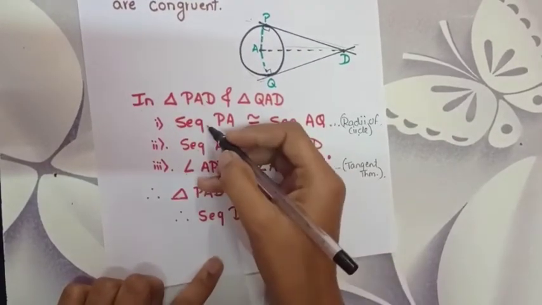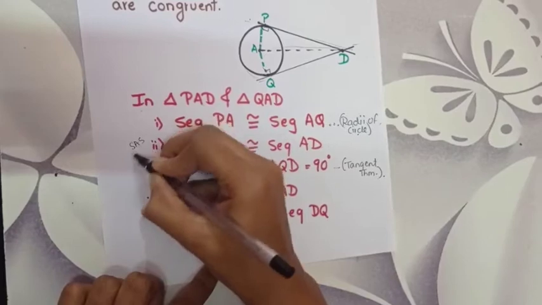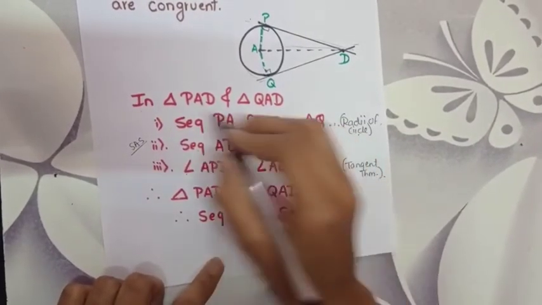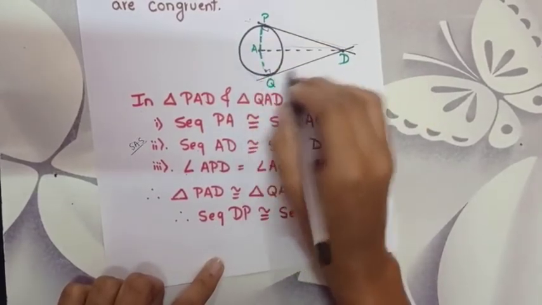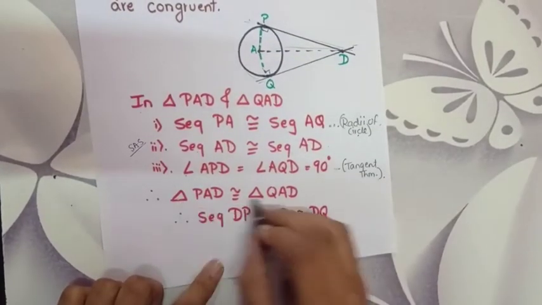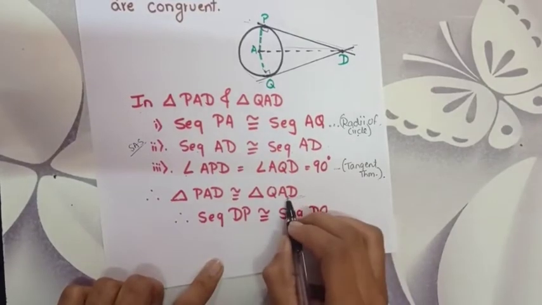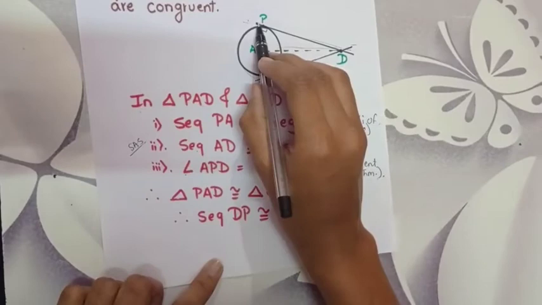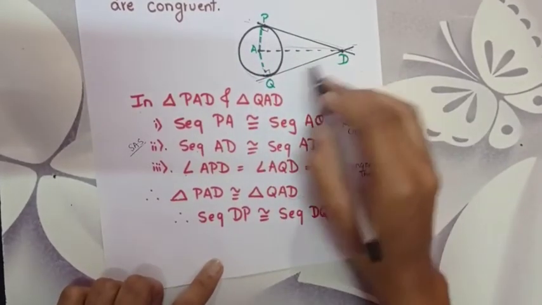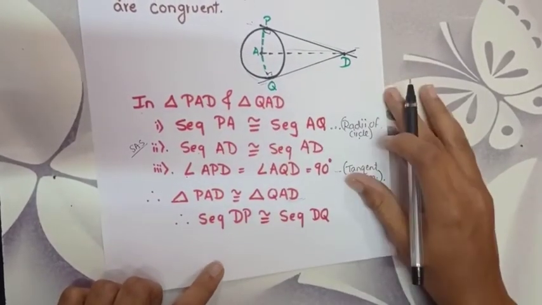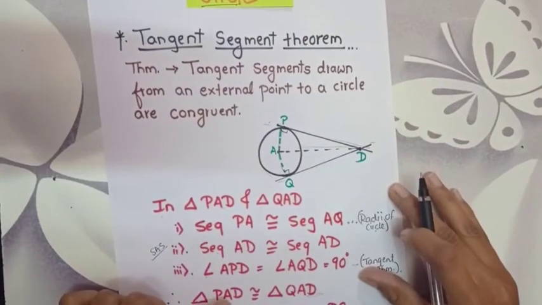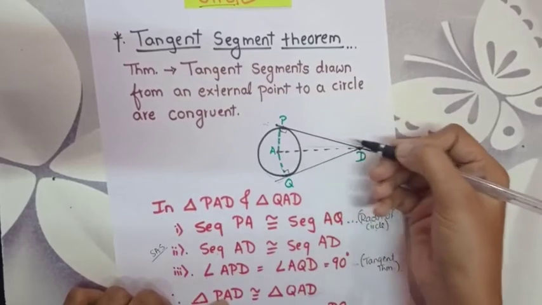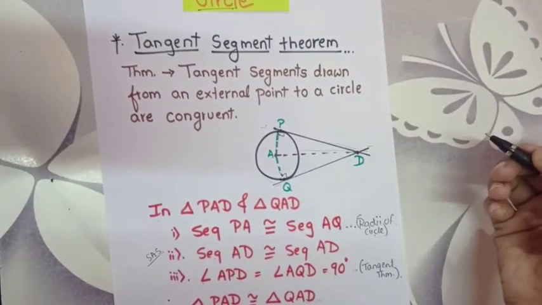Therefore, by the SAS test, that is the side angle side test, we can prove that these two triangles are congruent. Here we have proved it. Therefore, from that we can conclude that segment DP is congruent to segment DQ. In this way, we have seen the tangent segment theorem. This will help to solve the problems in the exercise.